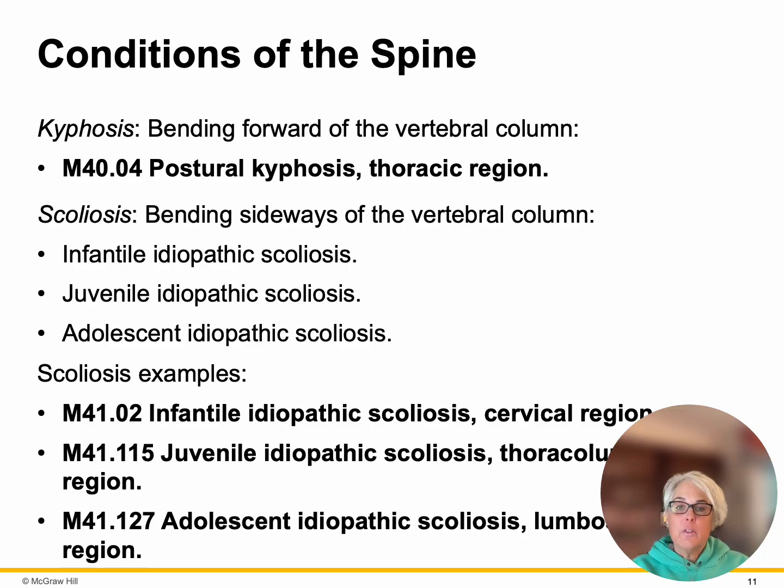So it's important to capture the correct documentation in the medical record. Make sure that you code accurately according to age of onset or type, region of the spine involved, as well as underlying etiology if the scoliosis is secondary to another condition.